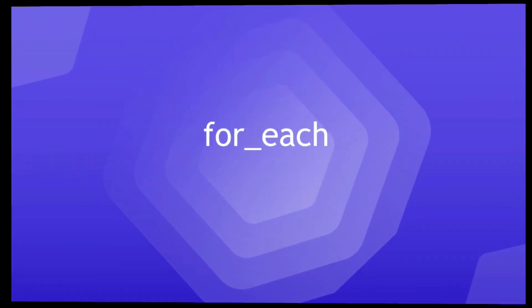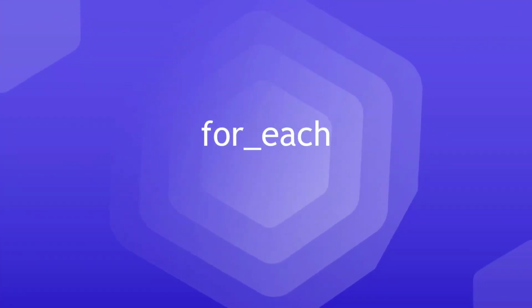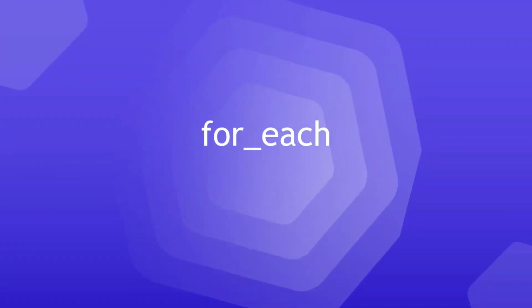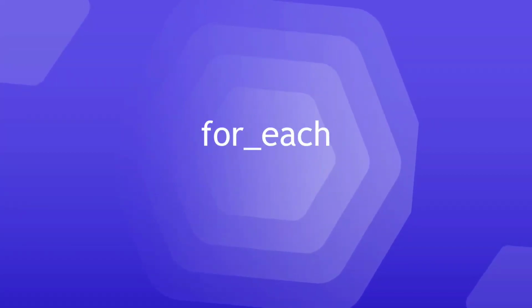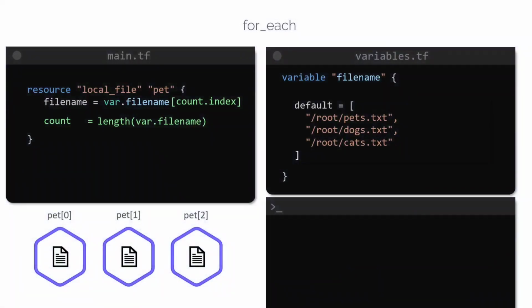In this lecture, we will take a look at the foreach meta-argument and its uses in Terraform. In the previous lecture, we saw that when we use count, the resources are created as a list, and this can have undesirable results when updating them. One way to overcome this is to make use of the foreach argument instead of count, like this.